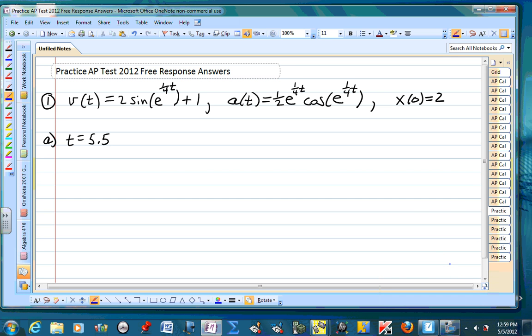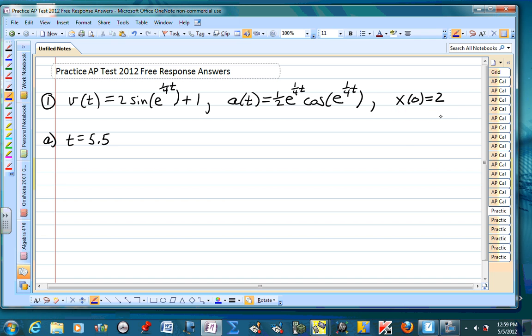Well, in problem number 1, we're given information about a particle that's moving along the x-axis. The particle's velocity function is provided, and the particle's acceleration function is provided. The position function for the particle is not given to us, but the initial position is. At time t equals 0, this particle is at 2 on the x-axis.